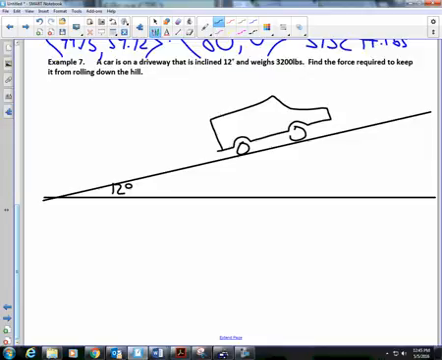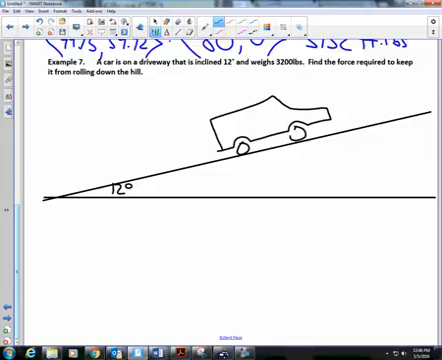Okay, this one's a little trickier. What does the force represent that we're given in this problem? We want the force required to keep the car from going downhill. Well, what is the current force that we are given? The actual weight of the car, right?